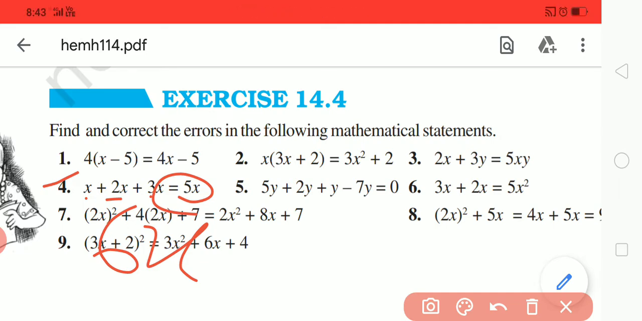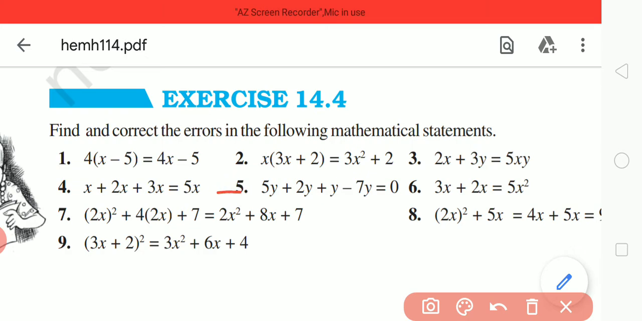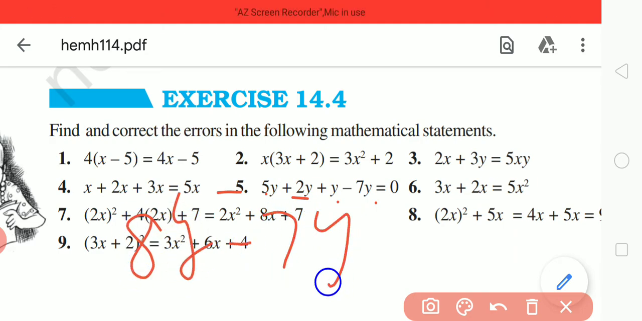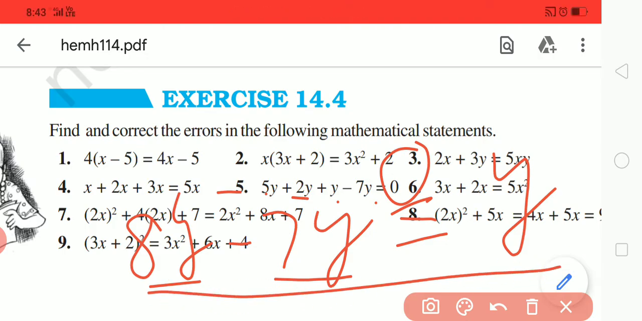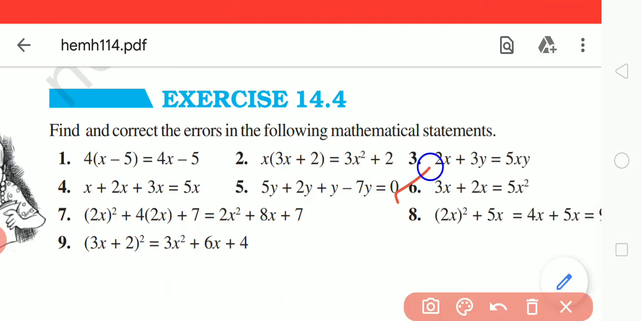Come to question number 5. You can see here 5y, 2y, y minus 7y, all have the same algebraic factor y. So all are like terms, so you can add and subtract them. So 5y plus 2y plus y, 5 plus 2 is 7, 7 and 1, 8y minus 7y. If you subtract 7y from 8y, you will get only y. But we have been given 0. So this is the error and this is the correct form. Come to question number 6.